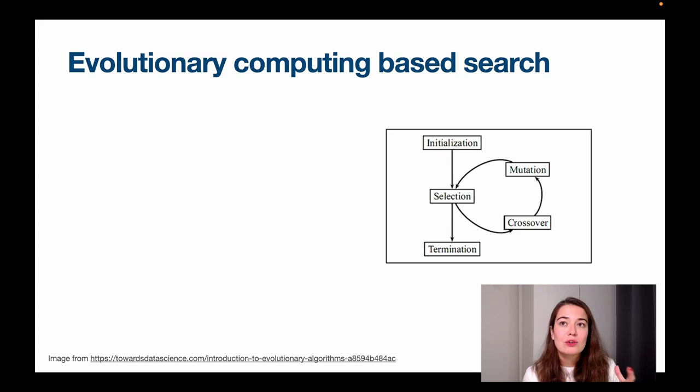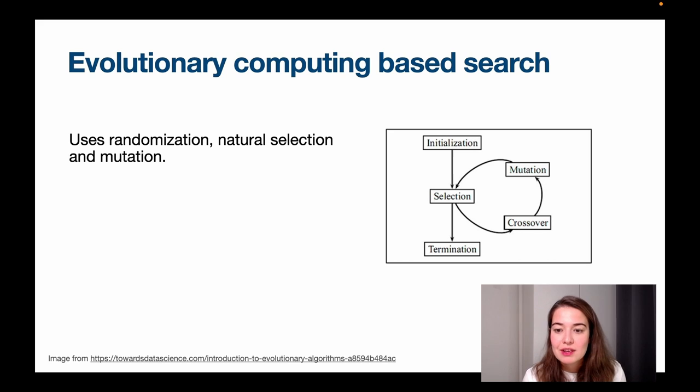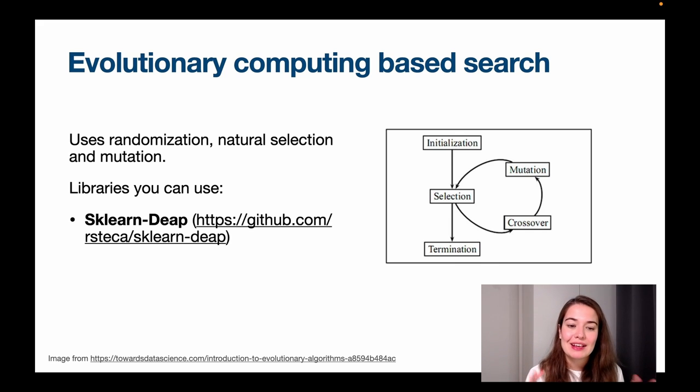And then you are basically going to eliminate some of them randomly, but some of them also based on natural selection. So the worst error ones are going to be eliminated. And then you're going to have some randomization included in there with the mutation. And you're going to do this whole approach again, except for the initialization. You're going to have some selection and then some mutation, that is randomization, and then some selection again until you find some values that are really good for your model. But you don't have to implement it yourself, of course. There is already a library for that. sklearn-deep is one of the libraries that you can use to adapt evolutionary computing techniques in your hyperparameter search.